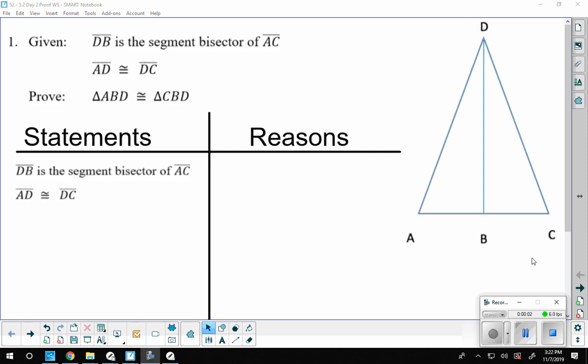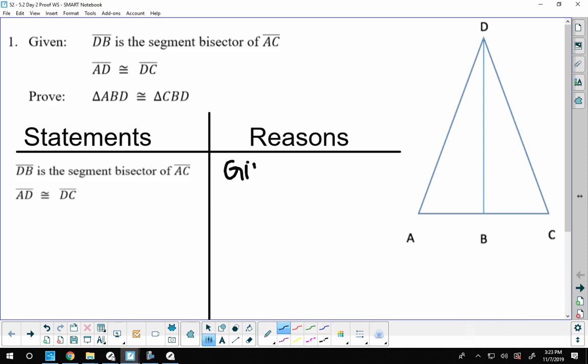So this is 5.2 proofs, so we're going to go through 4 proofs. Okay? You're always going to start with your statements and reasons, and then your first step, you're always going to copy down the givens that they give you. So I just copied and pasted for the sake of time, and your reason for both of these is that they gave them to you.